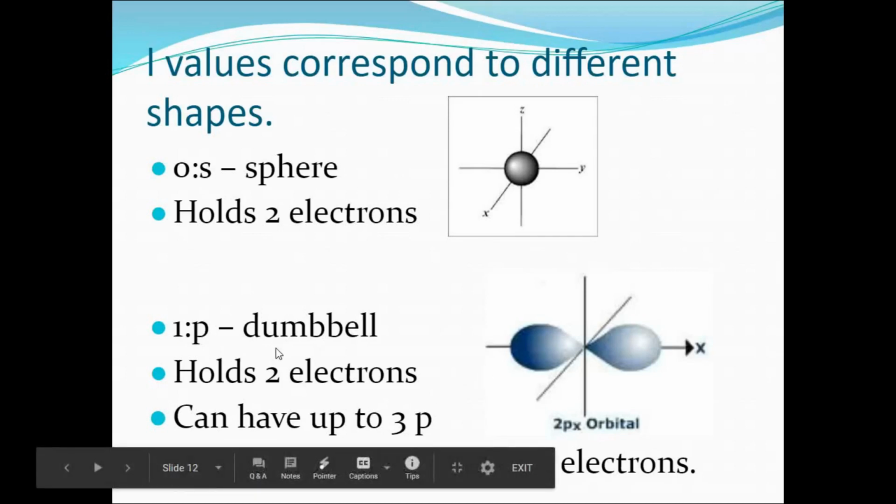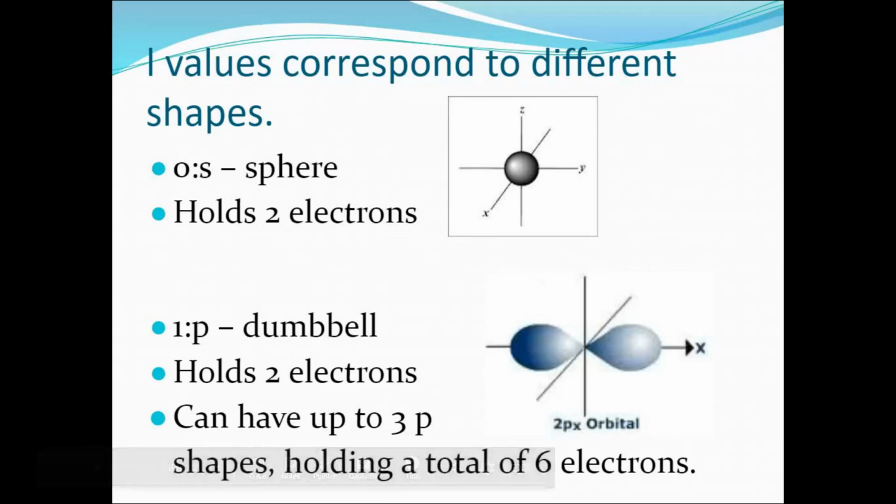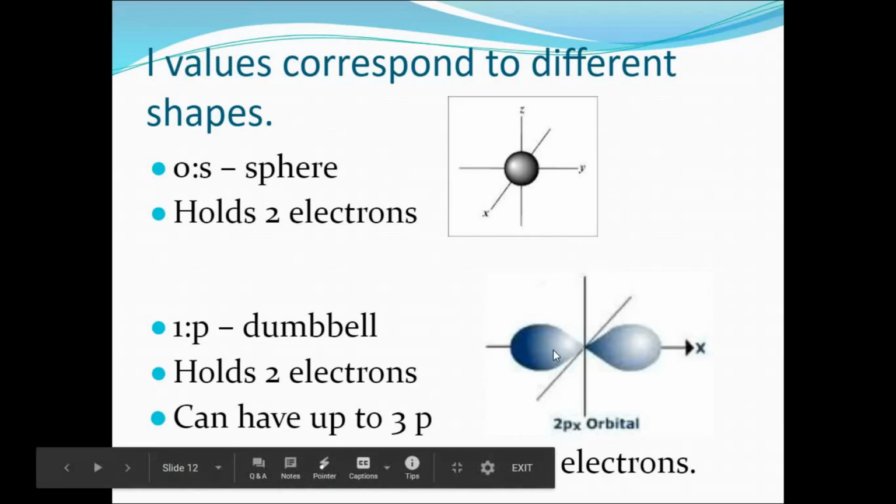The thing about the dumbbells in an energy level is that once we start adding dumbbells, we can have up to 3 of these in one energy level. So if we can have 3 of these shapes and each one holds 2, that's going to give us the dumbbells holding a total of 6 electrons.